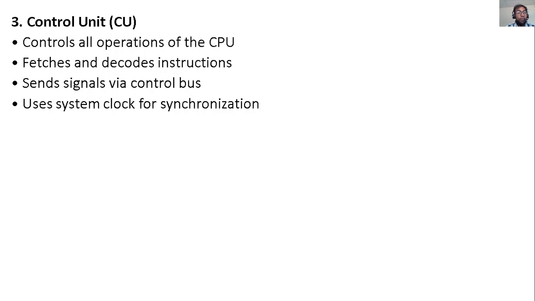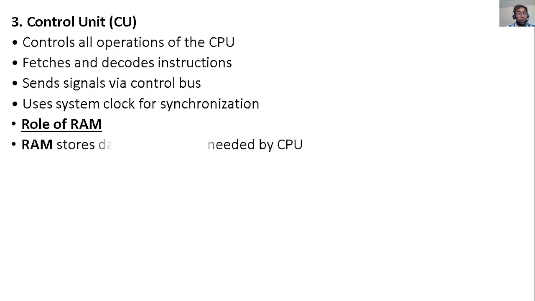It sends signals via the control bus. Through control buses, all the signals are sent all around the computer. It uses the system clock for synchronization. It uses the system clock for managing time between the different instructions.